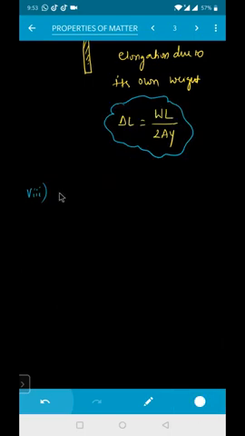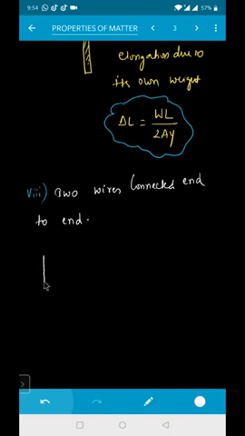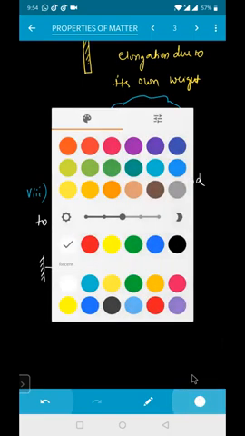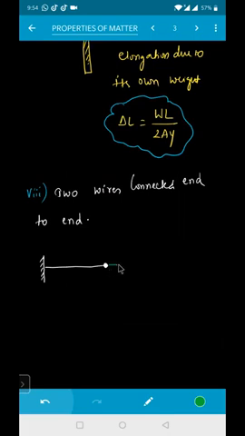In the eighth one, we are talking about two wires which are being connected end to end, like this. This is one wire. And to this one, there is another wire like this. And we are applying a force on this.